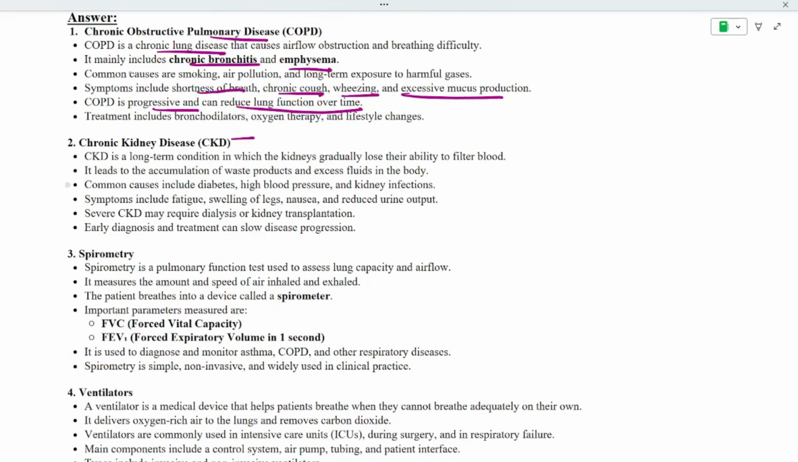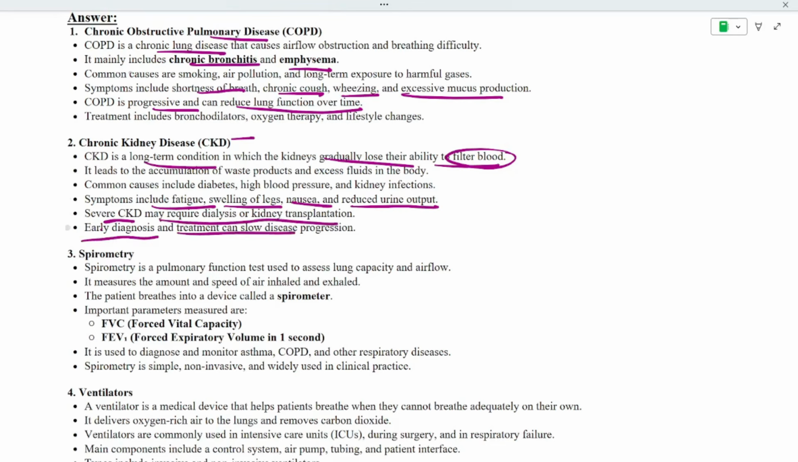Next, CKD is related to the kidney. Chronic kidney disease is a long term condition where the kidney loses its ability to filter the blood. It may have symptoms such as fatigue, swelling of legs, nausea, and reduced urine output. Severe cases may require dialysis or kidney transplantation also. Early diagnosis and treatment will slow the progression of the disease.